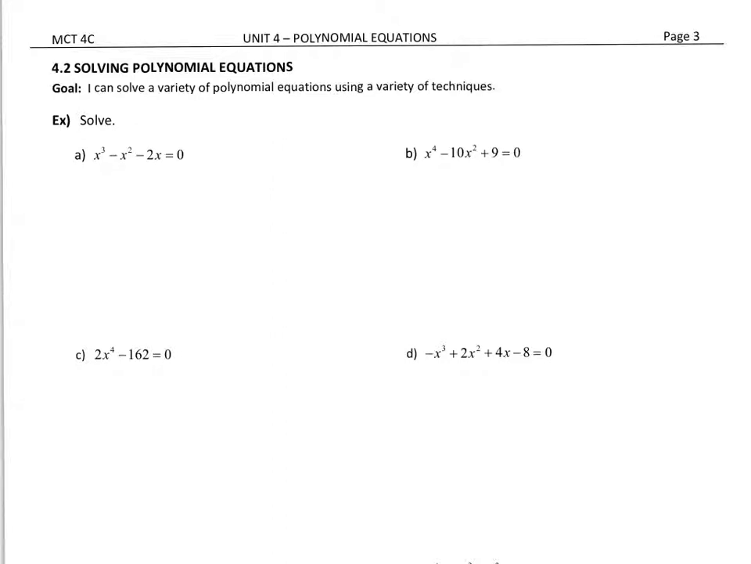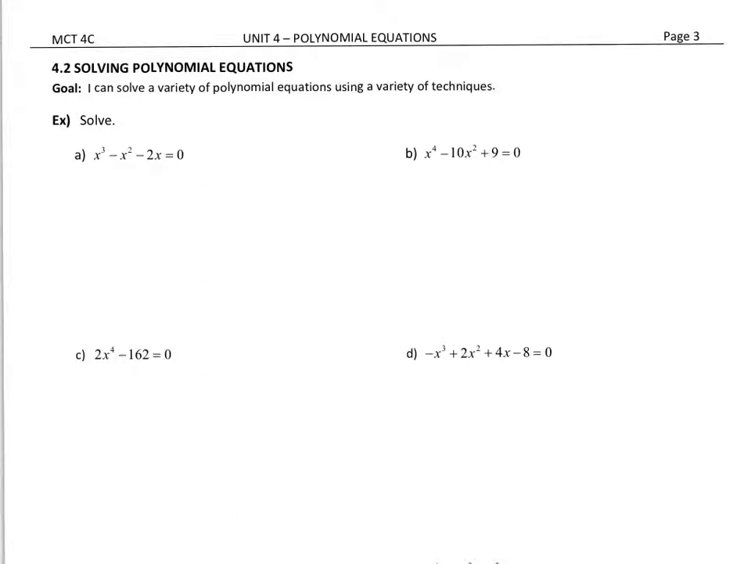If you move on to advanced functions, we learned something called the factor theorem, which can also help us solve polynomial equations, but that's beyond the scope of this course. So if you need to, you can get the summary sheet out that we did earlier for our factoring.